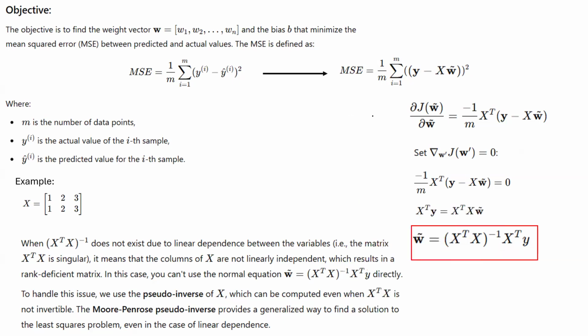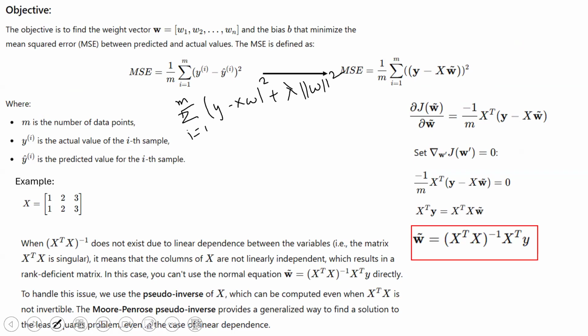So what you're adding to the objective function here is lambda times the weight vector squared. So (y minus Xw) whole square plus lambda into w square. Okay, so this is the new objective function with ridge regression.